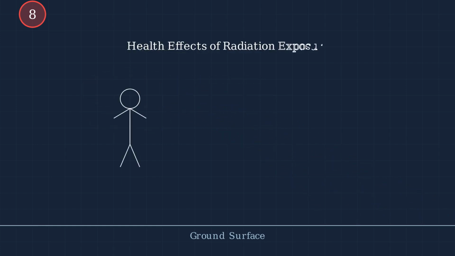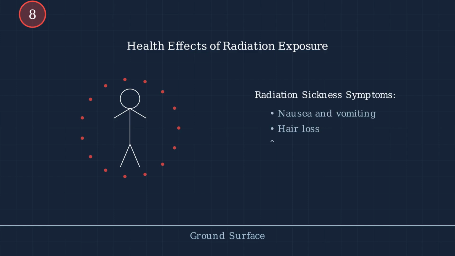Radioactive fallout poses serious health risks to humans. When fallout settles on surfaces, it can cause radiation sickness. Symptoms of radiation exposure include nausea, vomiting, hair loss, infections, and internal bleeding. Long-term exposure increases cancer risk significantly.